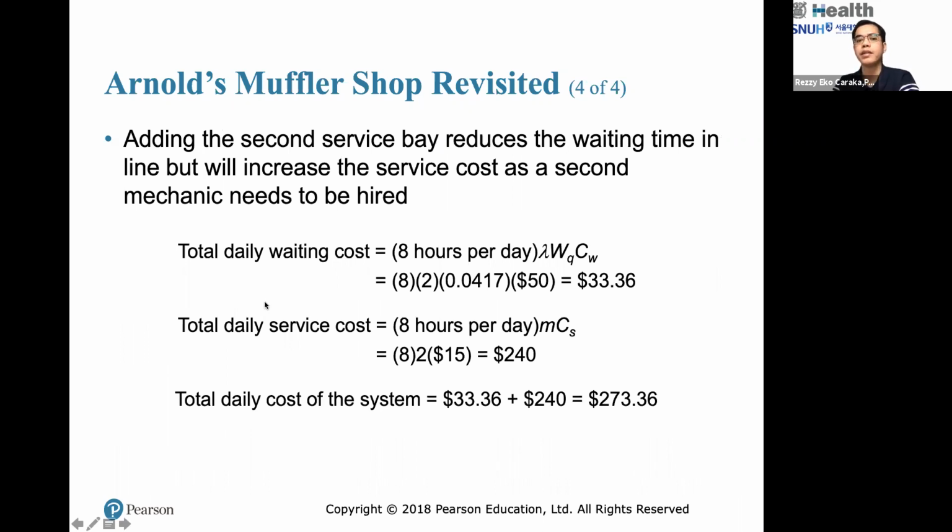Similar to the previous slide, we can calculate the total daily waiting cost. We can calculate the total daily service cost, and we can calculate the total daily cost of the system. So it's quite easy. We have 8 hours per day for the working hours. It depends. If you think that you have 9 hours, yeah, you can put 9 hours per day for working hours. So we have information about the lambda in this question. We also have the WQ and CW, so we can get the information, which is $30. So in Korea, the working hours is 9 hours per day. So it depends on the country.